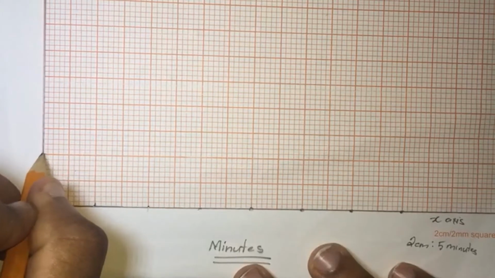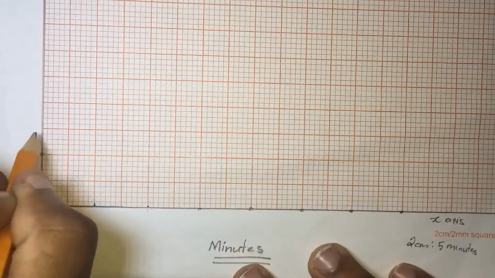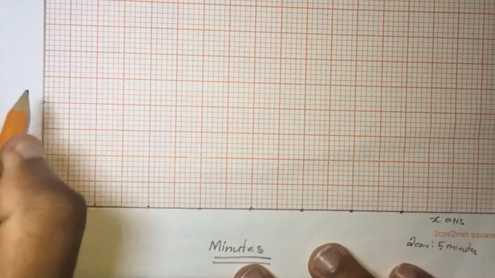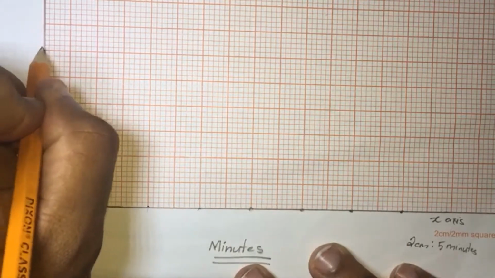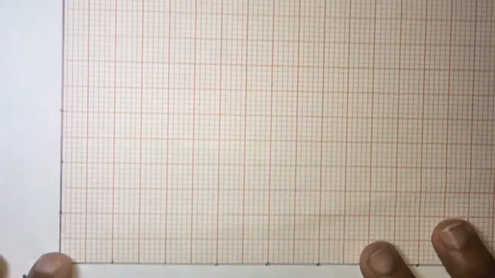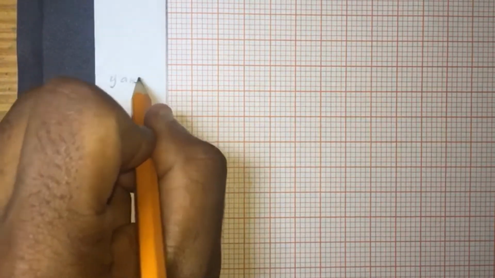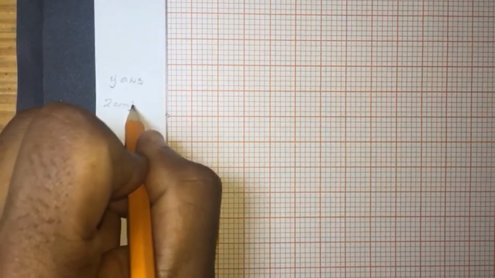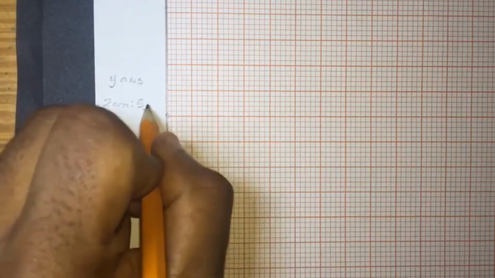1, 2, 1 centimeter, 2 centimeter, 1 centimeter, 2 centimeter. I'm going to put in some more. 1 centimeter, 2 centimeter, 1, 2, 1, 2. And this is my y-axis. So I'm going to label it y-axis. And the scale is 2 centimeters to 5 men.